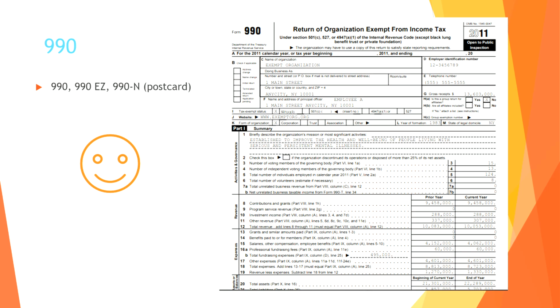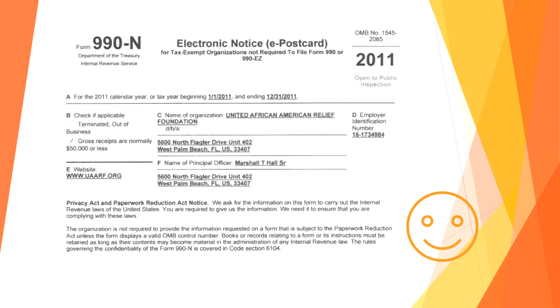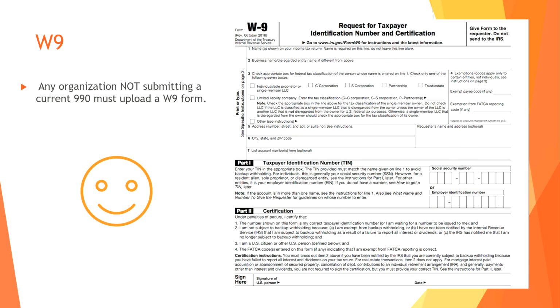So that can be the 990, the 990-EZ, or the 990-N, which is the postcard. This is an example of the 990. Here's an example of the 990-N. Any of those forms are acceptable, like I said, or if you're required to, upload the postcard.